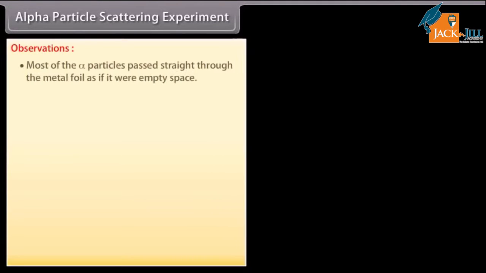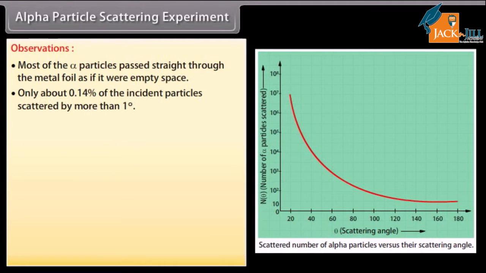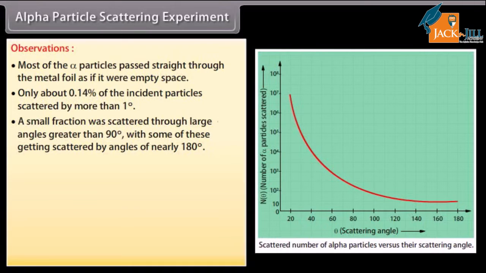Observations. Most of the alpha particles passed straight through the metal foil as if it were empty space. Only about 0.14% of the incident particles scattered by more than 1 degree. A small fraction were scattered through large angles greater than 90 degrees, with some of these getting scattered by angles of nearly 180 degrees.